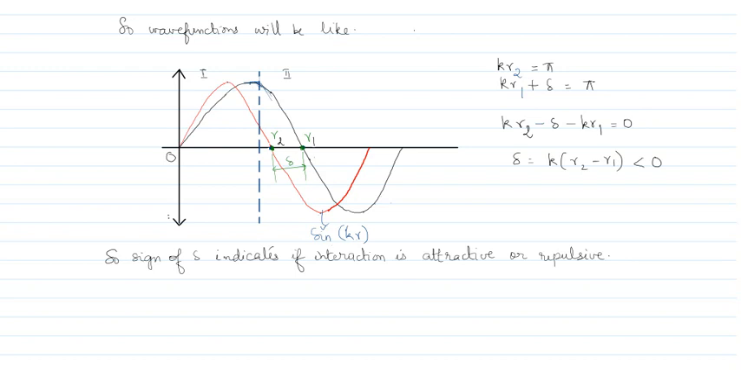Okay, and if you subtract these two equations and obtain an expression for delta, you will get delta as k times (R2 minus R1). But here, my R2 is less than R1. So, delta will be negative. Okay, so the sign of delta tells you whether the potential or my interaction is attractive or repulsive.